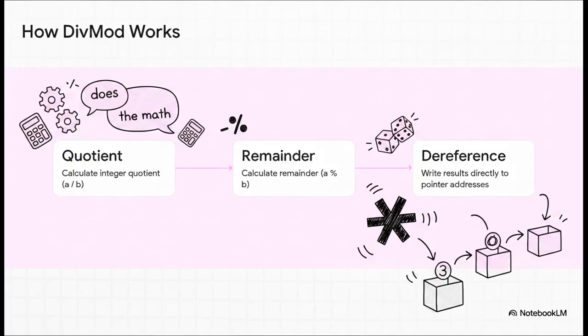Step 1. The function does the math, calculating the integer quotient of A divided by B. Step 2. It calculates the remainder using the modulo operator. And now for step 3. Look at the code where we have asterisk div equals A divided by B. Think back to our analogy. The asterisk means we're dereferencing. We are following that div sticky note to a specific box, and we're placing our quotient directly inside it. And we do the exact same thing with the mod sticky note. We didn't just calculate an answer. We literally delivered it right to the caller's doorstep.